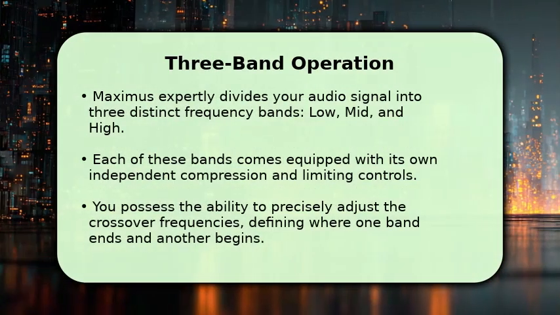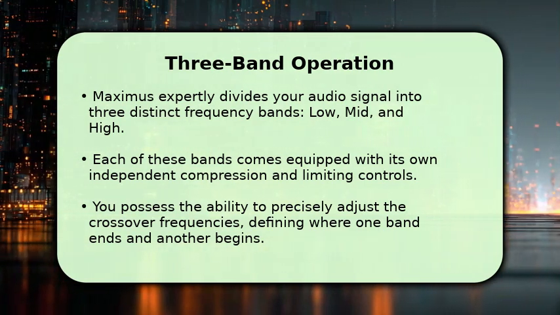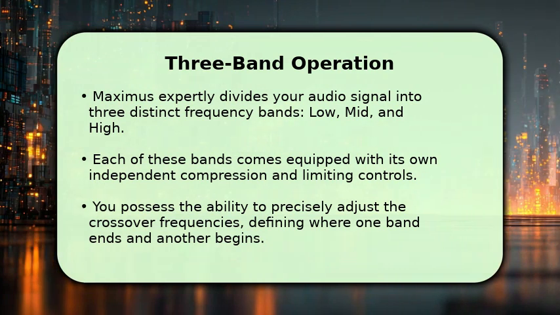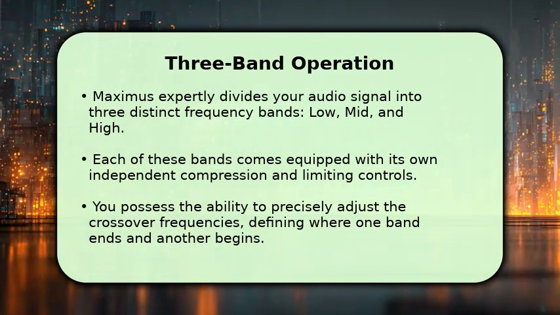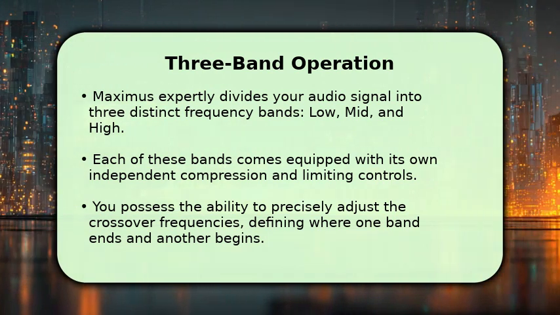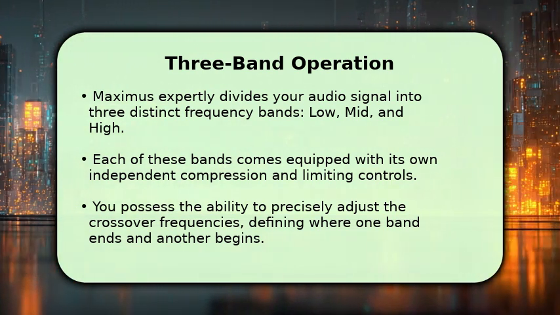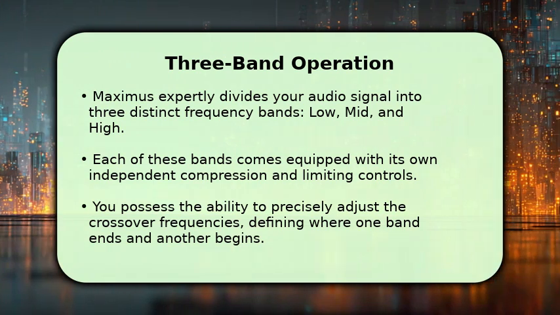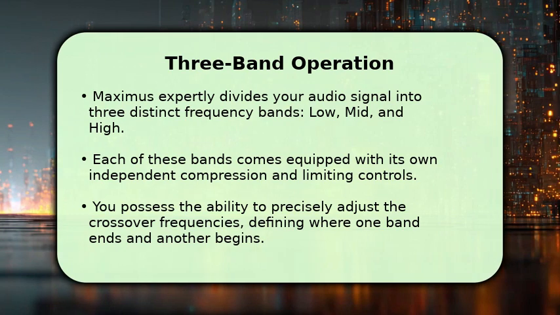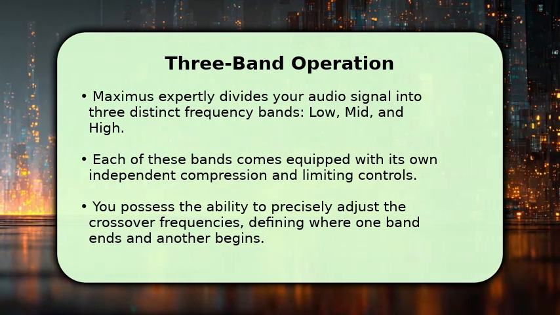The core of Maximus lies in its three-band operation, allowing you to treat low, mid, and high frequencies separately. Imagine being able to tame a booming bass without affecting your crisp hi-hats. You can even fine-tune the crossover points, perhaps setting the low band to around 120 Hz. This level of detail empowers you to sculpt your audio with incredible precision.